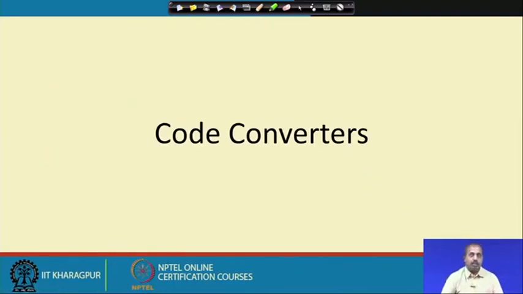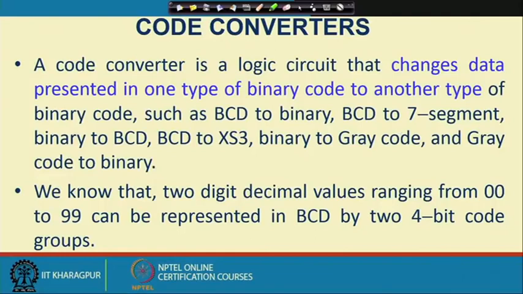Next, we will be looking into another important topic which is known as code converter. Many a times we want to convert numbers coded in some number system into some other number system. So, that is known as code converter. They are coded in different forms. A code converter is a logic circuit that changes data represented in one type of binary code to another type of binary code.